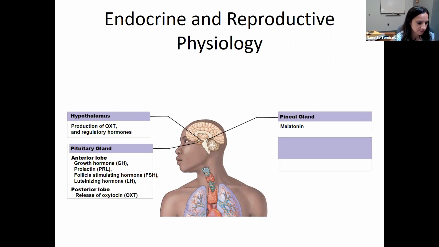Okay, let's point out some of the big ones. One of the best places to start is going to be up in the brain. We're going to have this little structure here called the hypothalamus, and dangling just beneath it is the pituitary gland. The hypothalamus is kind of the bridge between neuronal communication and the endocrine, the chemical communication.